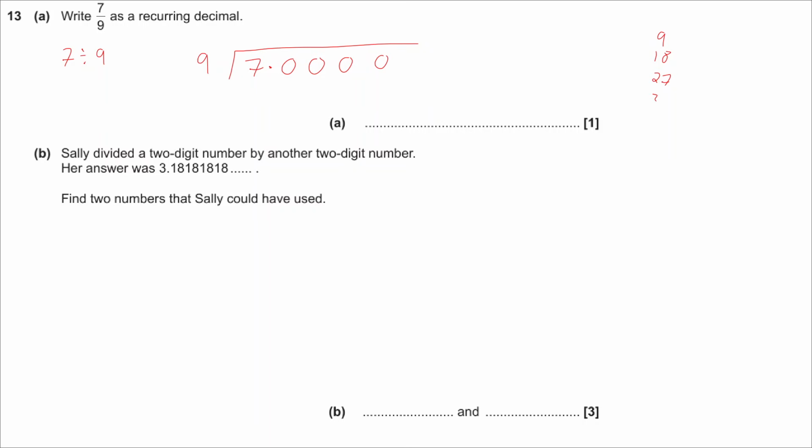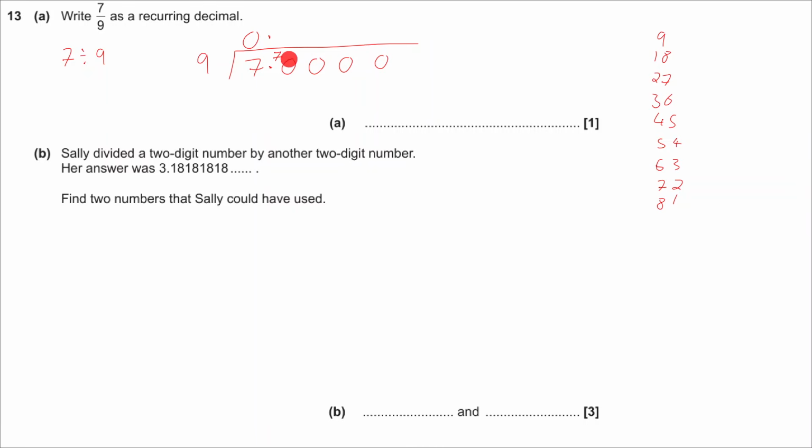So 9, 18, 27, 36, 45, 54, sorry, it's a bit messy, 63, 72, 81. Okay, fine. So how many 9s go into 7? Of course, it isn't, so 0. You're going to put up the point here, and you're going to go and carry that 7.